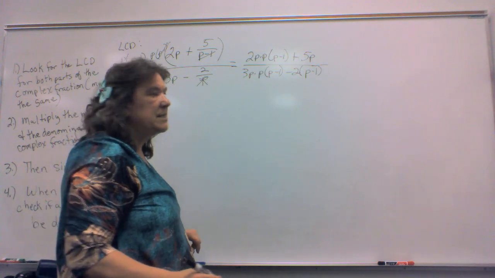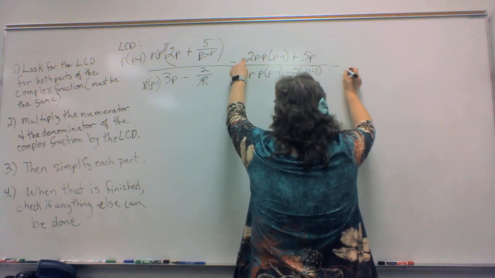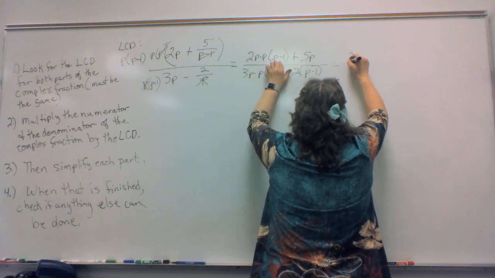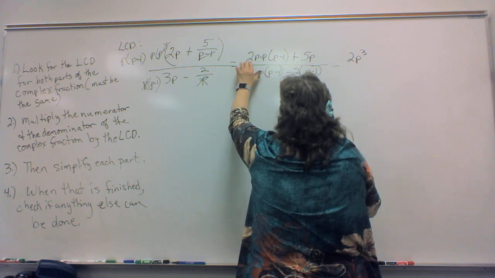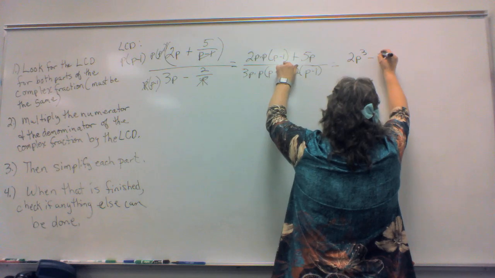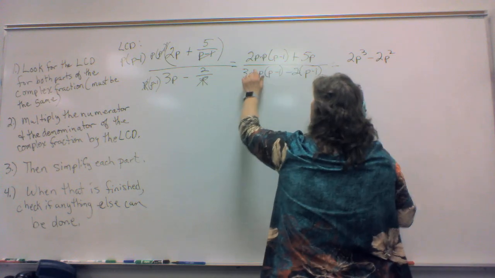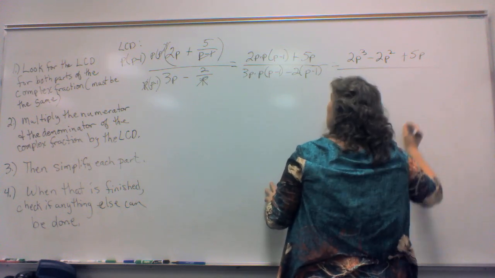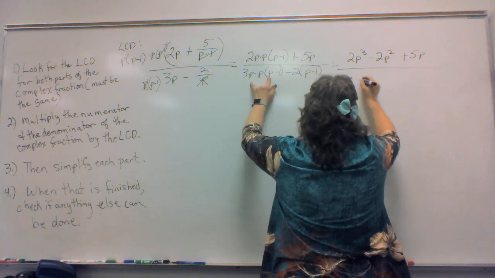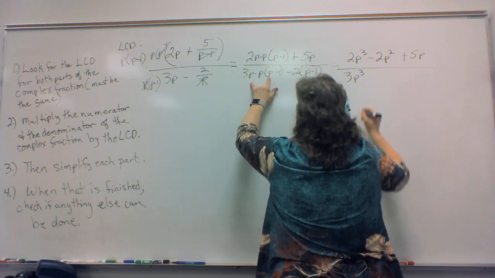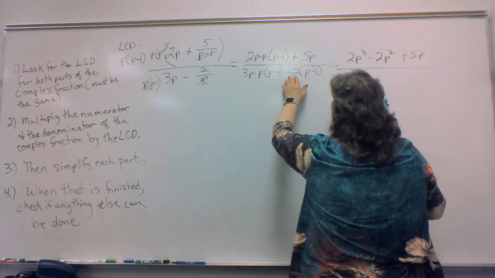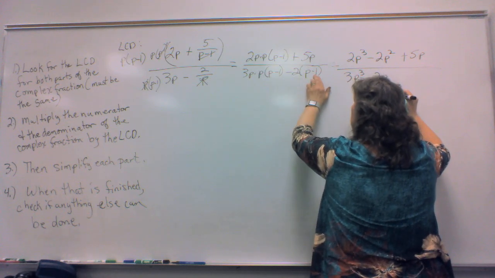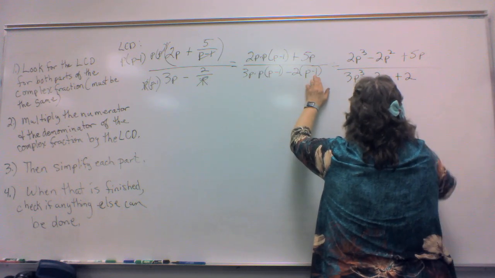Okay, now let's simplify this numerator. Well, first of all, 2p times p is 2p squared, and times p again is 2p cubed. 2p squared times minus 1 is minus 2p squared, and then plus 5p. In my denominator, I have 3p squared times p is 3p cubed. And then I have minus 2 times p is minus 2p. And negative 2 times negative 1 is plus 2. Okay.